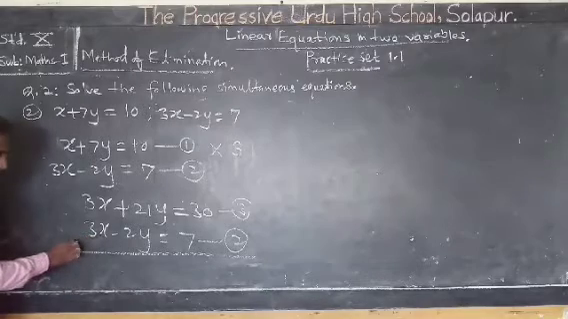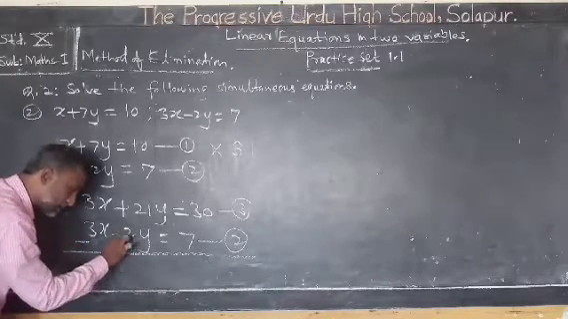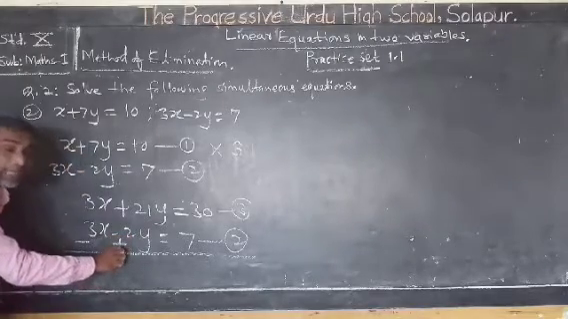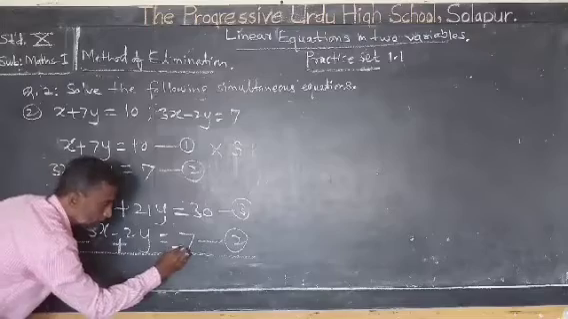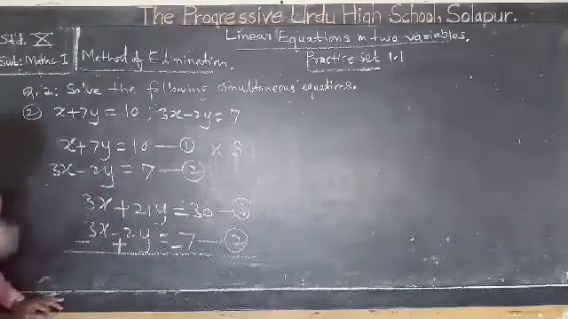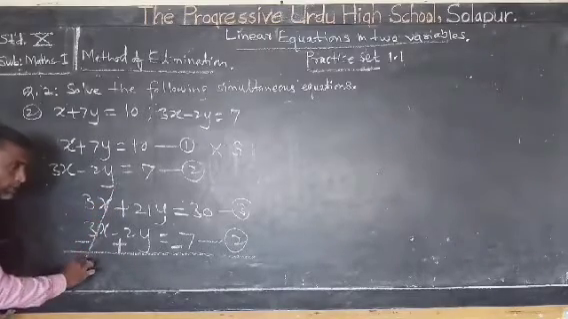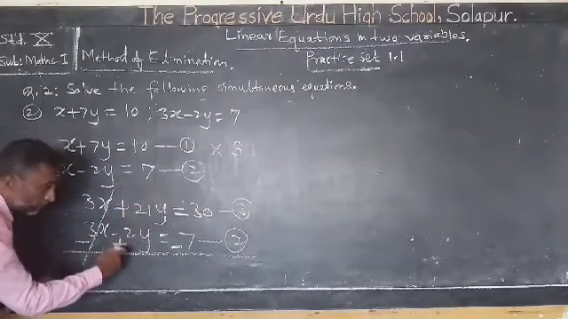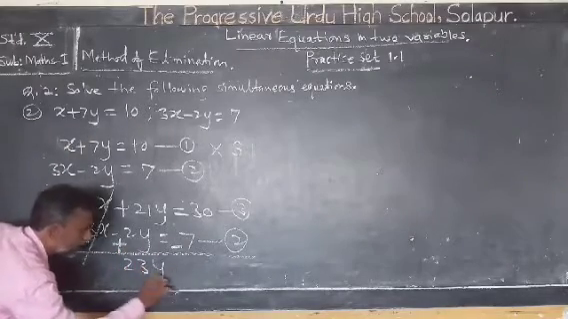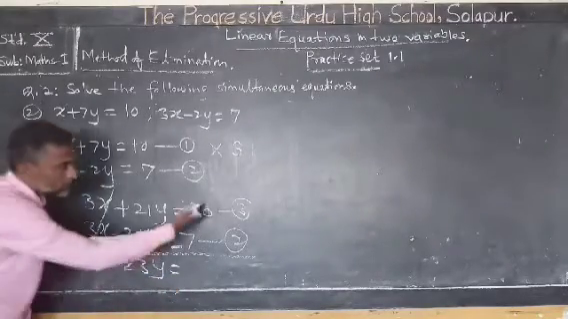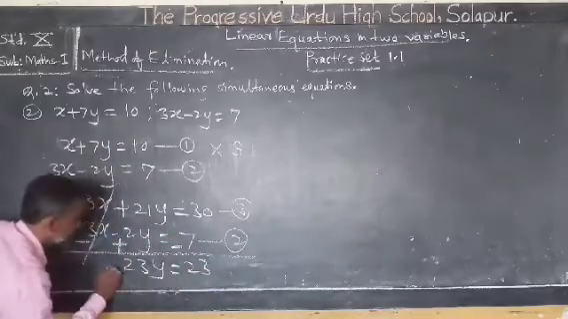Now, subtract, it will become minus. As it is already minus, minus into minus becomes plus. After subtraction, it will become plus. As it is plus, subtract it, it will become minus. Now, 3x minus 3x becomes 0, plus 21y plus 2y, that is 23y, is equal to 30 minus 7 is 23.